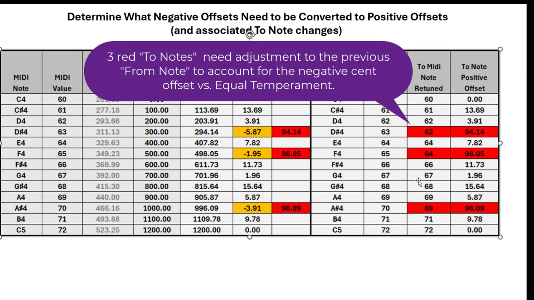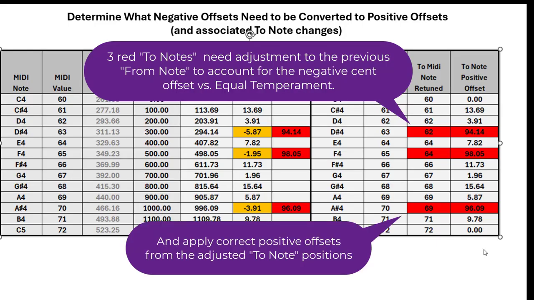And this is how you have to go through your tunings. I hope this was explained well enough to map your two note to your from note and give it an offset that will get you to the expected cent offset from equal temperament.